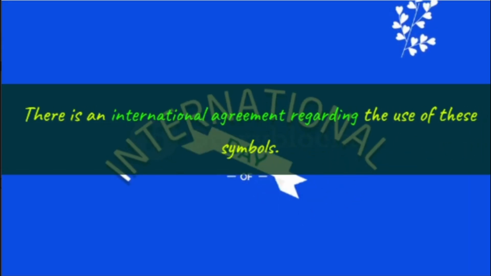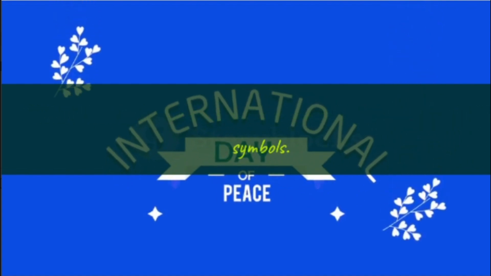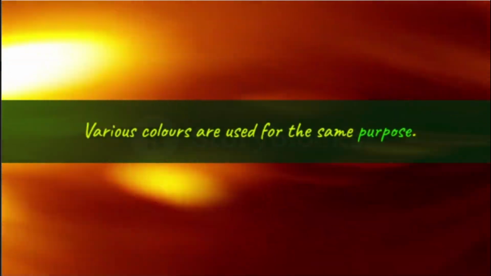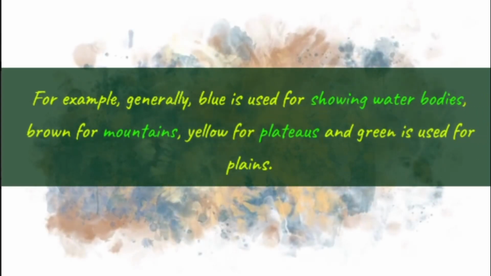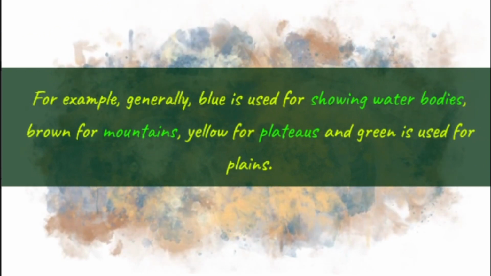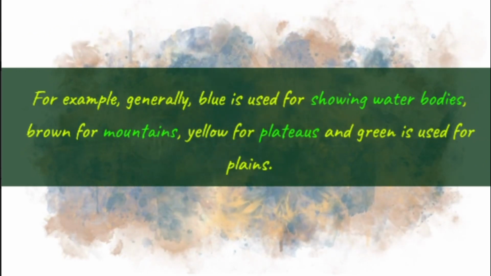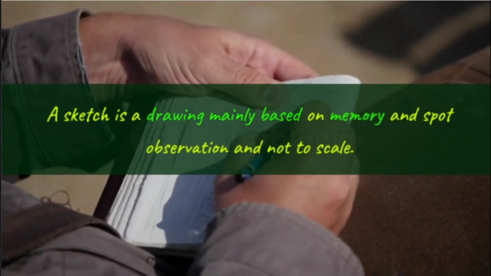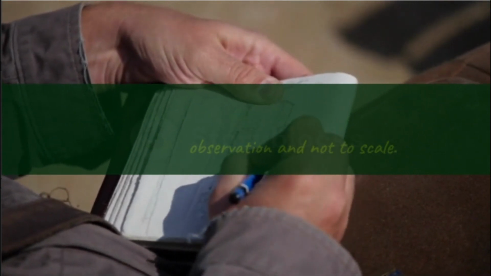There is an international agreement regarding the use of these symbols. These are called conventional symbols. Various colors are used for the same purpose. For example, generally, blue is used for showing water bodies, brown for mountains, yellow for plateaus, and green is used for plains. Sketch. A sketch is a drawing mainly based on memory and spot observation and not to scale.